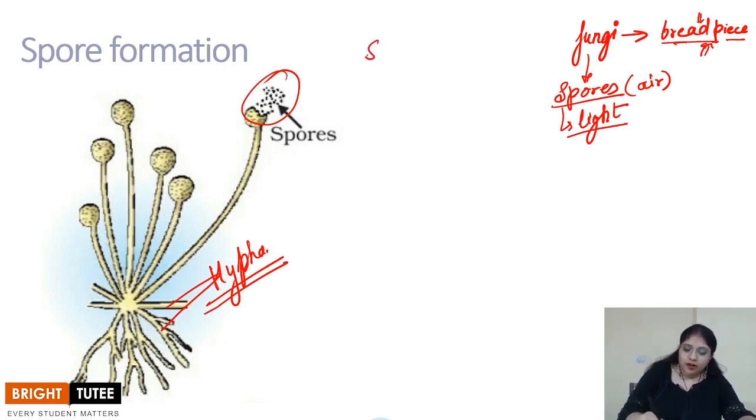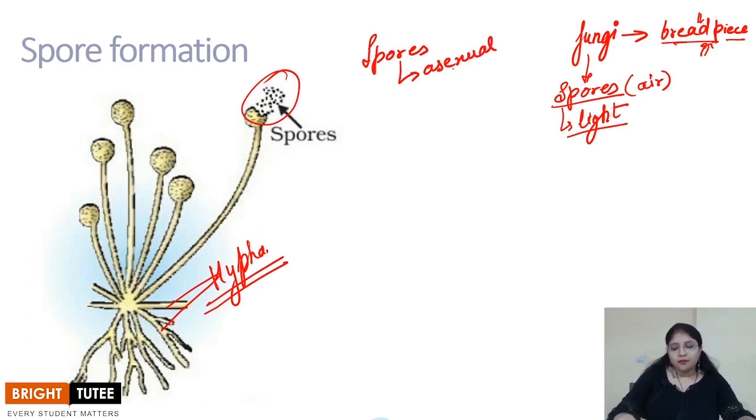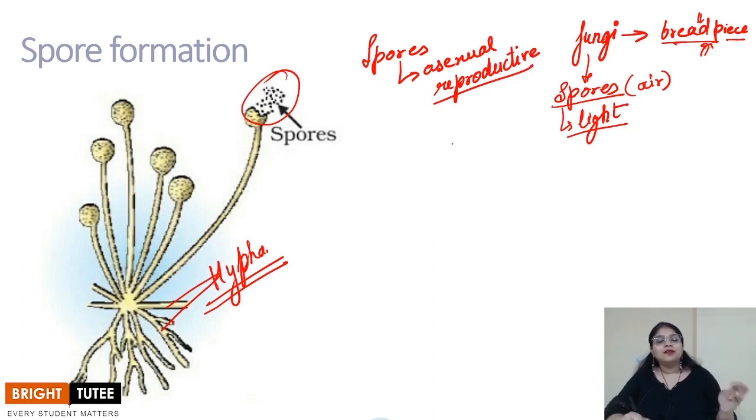Now, spores are basically asexual reproductive bodies. Please understand, it is a very important point because many times students get confused between spores and seeds. The reason is that both spores and seeds remain as is until they find a favorable environment. But the difference between the two is that seeds are sexual reproductive bodies, whereas spores are asexual reproductive bodies.